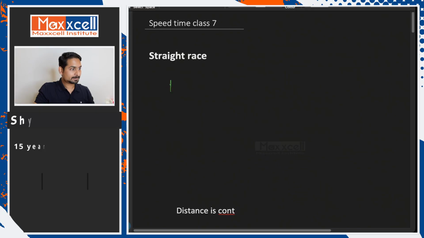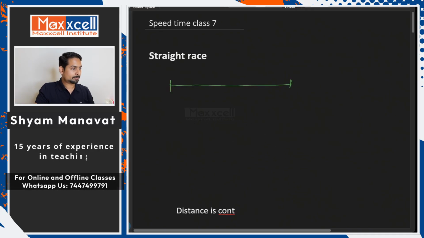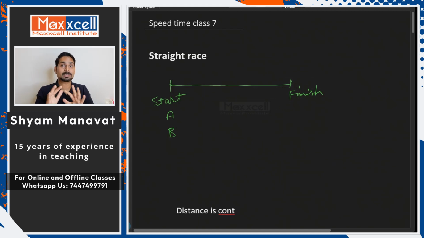We are in lecture number 7. In this lecture we will see a new type of question which is straight race. As in a race, you have a start point and a finish line. In a race you will have one person who is faster and the other person who is slower. So a race between two people, or three people or more, so more than two people basically. This is the type of question which we are going to discuss in today's lecture.